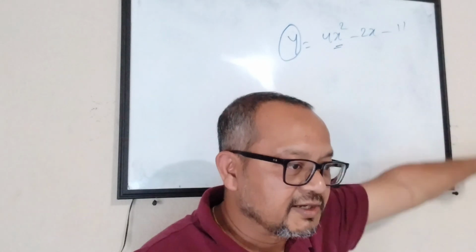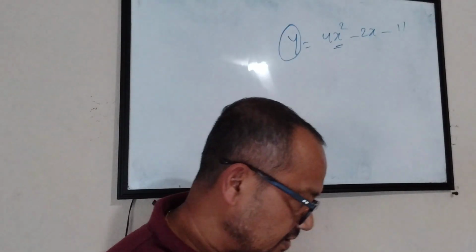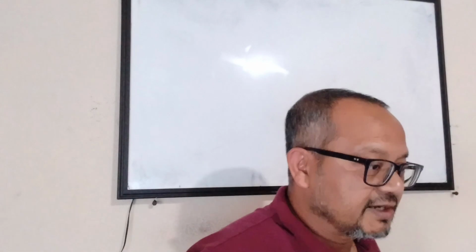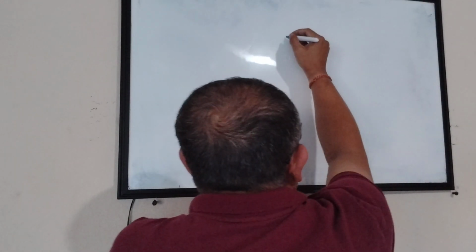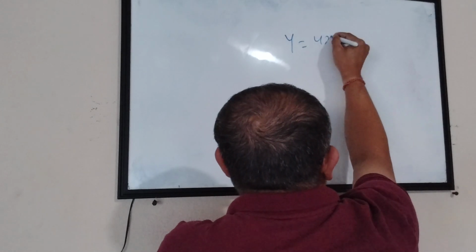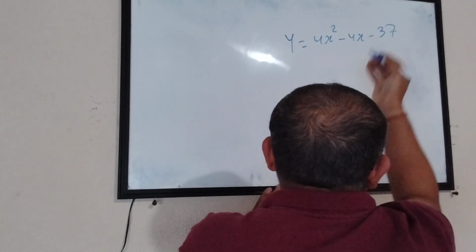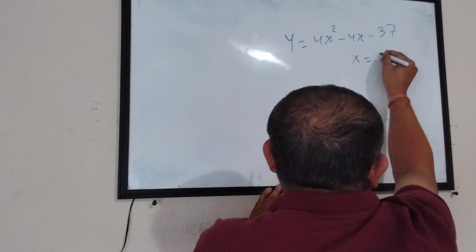Too much of English, right? No maths yet? Alright, so let's do some maths. Everybody with me so far, right? Tired of English, right? Let's go to maths. Alright, I have y equals to 4x squared minus 4x minus 37. Evaluate this function for x equals to 8.